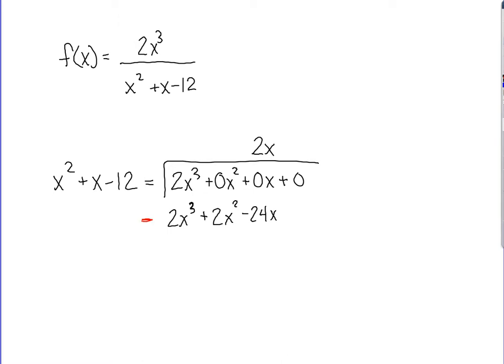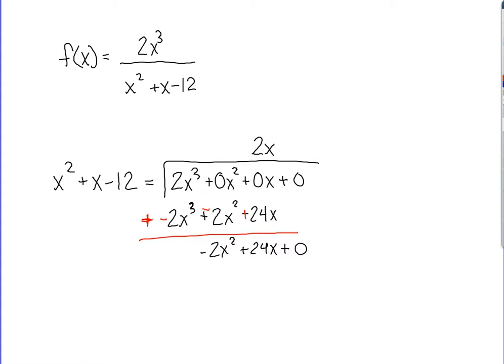Now we do subtract down. A lot of people have issues with signs in this case, so when you're subtracting down, we can change this and say we're adding, but then change the sign of every piece. So 2x cubed minus 2x cubed gives us 0x cubed. 0 minus 2 gives us a negative 2x squared. 0 plus 24 gives us 24x. Then we're going to bring that 0 straight down.